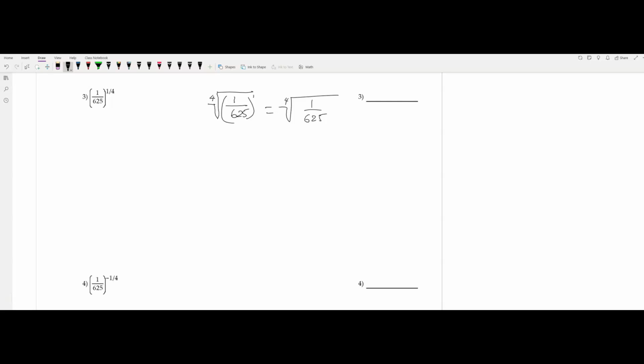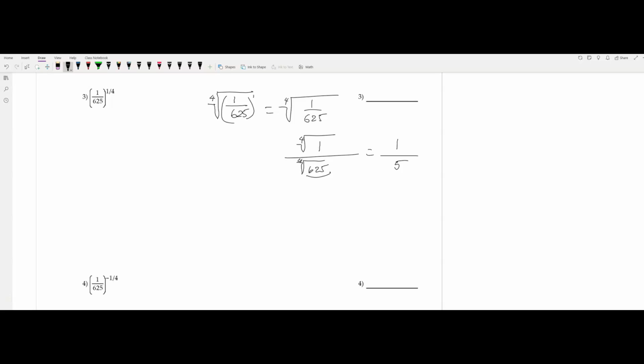Okay? So what is the fourth root of 1? So you can break it down if you want to. The fourth root of 1, and what is the fourth root of 625? Right? The fourth root of 1 times 1 times 1 times 1 is 1. So it's 1. And then here it will be 5, because 5 times 5 times 5 times 5, four times, will be 625. So the fourth root of 625 is 5.